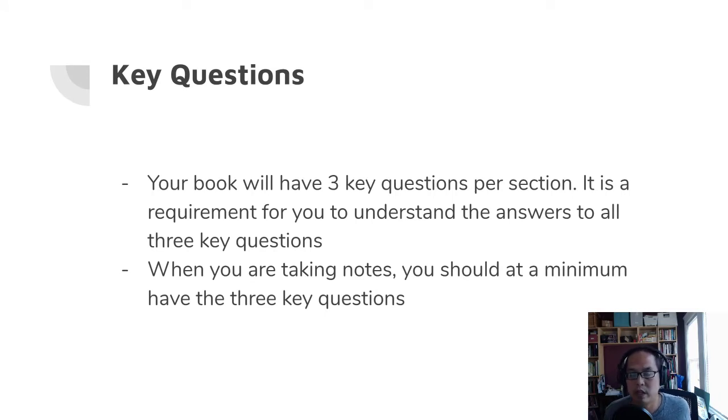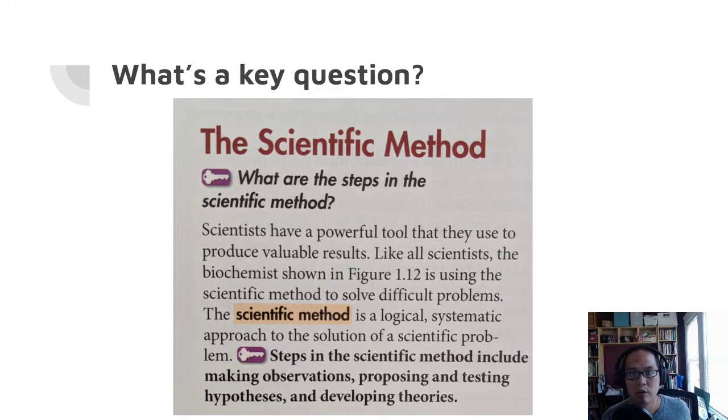So when you're reading and taking notes in your book, which is a skill that you really should practice and get used to before you go to college, you should at the minimum have the 3 key questions. In case you aren't clear about what they are, I'll just show you. If you can see my mouse moving right here, every section will have these key questions with this purple key here. The key question will be, what are the steps in the scientific method? And then in bold and by another key, there'll be the key answer. Steps in the scientific method include making observations, proposing and testing hypotheses, and developing theories, et cetera. So when you are reading your book, at the very least, please make sure you nail down the 3 key questions per section.